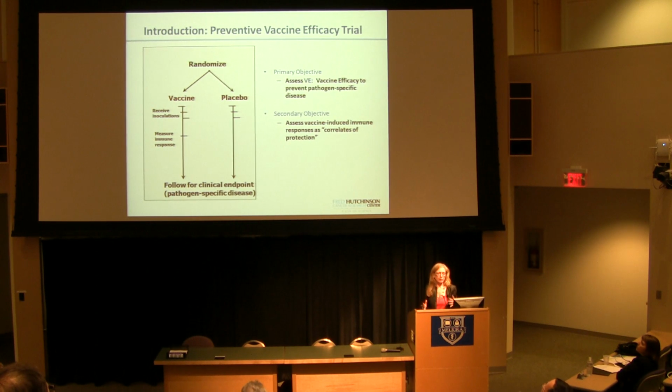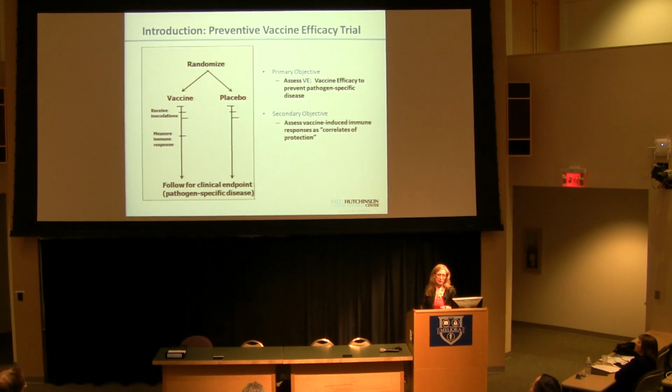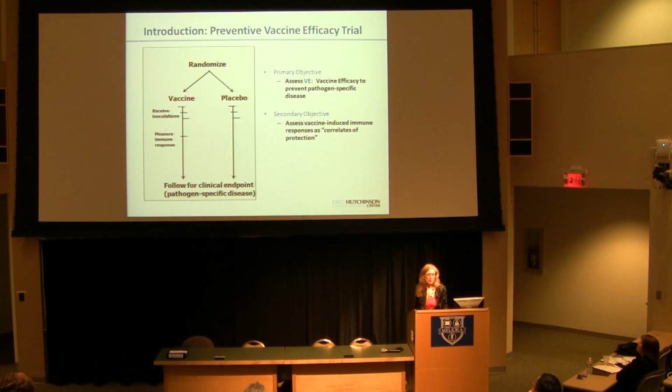For those of you who don't work in vaccine efficacy, which is my area, usually in a randomized study, if you're lucky enough to have one, you would have a vaccine arm and a placebo arm, and each arm would receive inoculations, with the placebo arm receiving either a placebo or control. Then in the vaccine arm, you would measure the immune response. You'll notice that this diagram doesn't mention measuring the immune response in the placebo arm, but you'd probably measure that too, and that's part of what we're going to talk about. Then you follow them up in the general phase 3 trial. You look at a clinical endpoint, either infection or disease, depending on what disease you're looking at. The primary objective is to evaluate the vaccine efficacy to prevent pathogen-specific disease or infection. A secondary objective is to assess the vaccine-induced immune responses as correlates of protection.